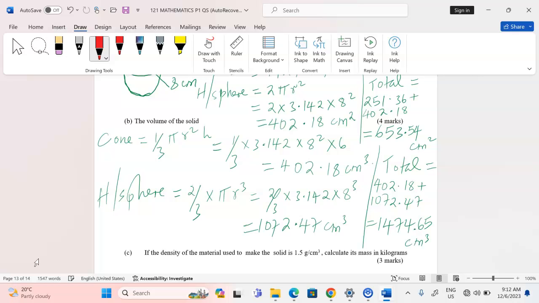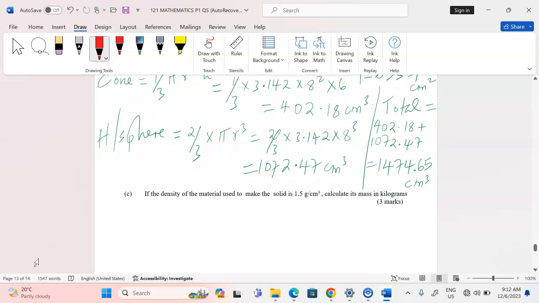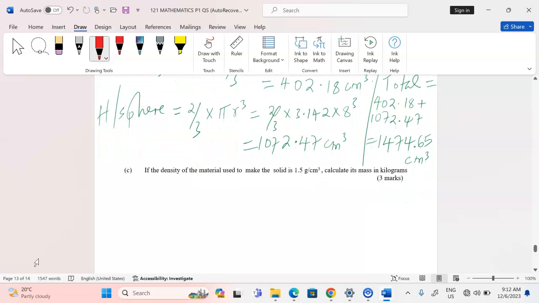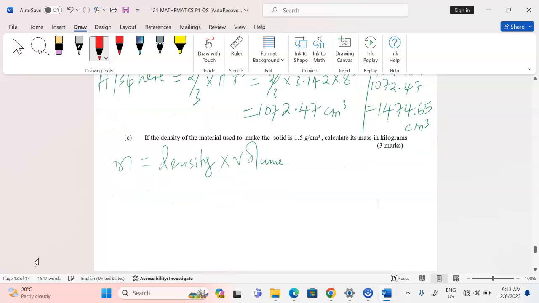Then we are told in the next question, which is the last part, if the density of the material used to make the solid is 1.5 grams per cubic centimeter, calculate its mass in kilograms. It's good to know that mass is usually given by density times volume. Therefore, in this case, we have a density of 1.5 and the volume as calculated up there is 1474.65. Therefore, when I multiply these two, I will get the mass, but in grams.